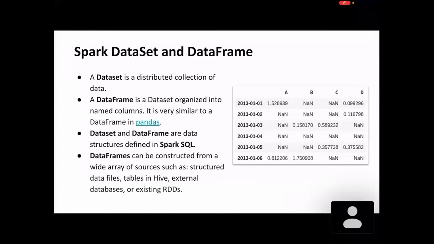So a data frame could be constructed from a wide array of sources. Could be structured data files, CSV files, like comma separated variables. You can also directly use the tables from Hive, which is another storage service. Don't worry too much about it. If you don't know about it, it's fine. Basically, the take-home message is that a data frame in Spark can take a wide variety of formats, as long as it's structured. And the data frame can reformat it into a data frame it can recognize, and then you can convert that into an RDD, or you can even read from an existing RDD and convert it to a data frame.